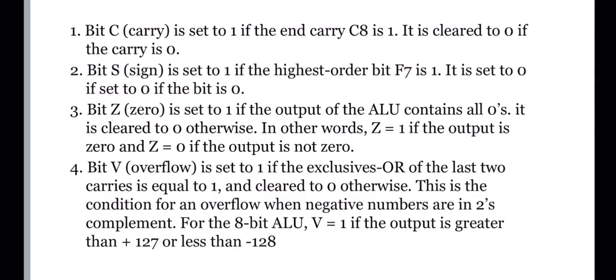4. Bit V, overflow, is set to 1 if the exclusive OR of the last 2 carries is equal to 1, and cleared to 0 otherwise. This is the condition for an overflow when negative numbers are in 2's complement. For the 8-bit ALU, V equals 1 if the output is greater than plus 127 or less than minus 128.